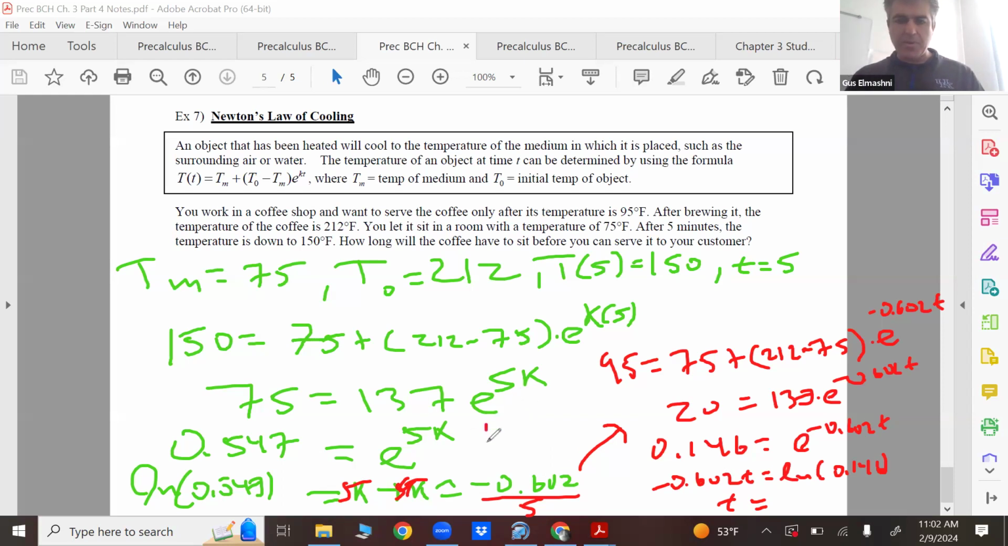So K is actually negative 0.12. Yeah, okay, I got it now. There we go. Takes about 60 minutes, guys.